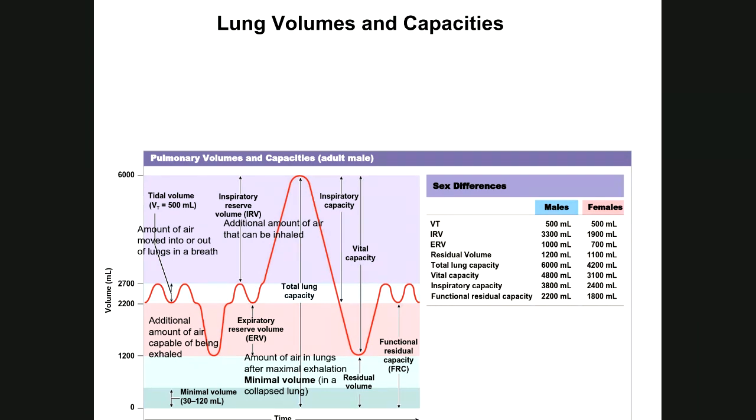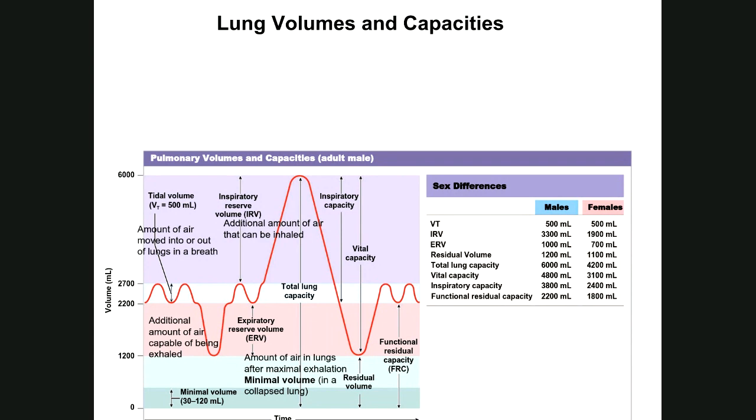This is during expiration. During inspiration, we also have a reserve that we call the inspiratory reserve volume, which we can also take when we increase exercise or activity during inhalation. And we have the residual volume, which cannot be exhaled. This is what is left after maximum expiration, the volume that we cannot voluntarily exhale from our lung.